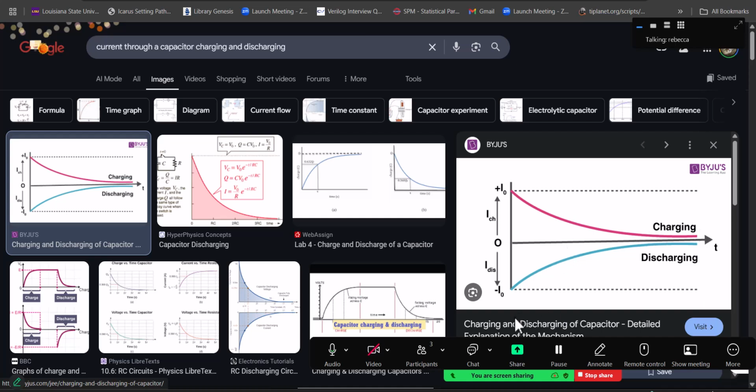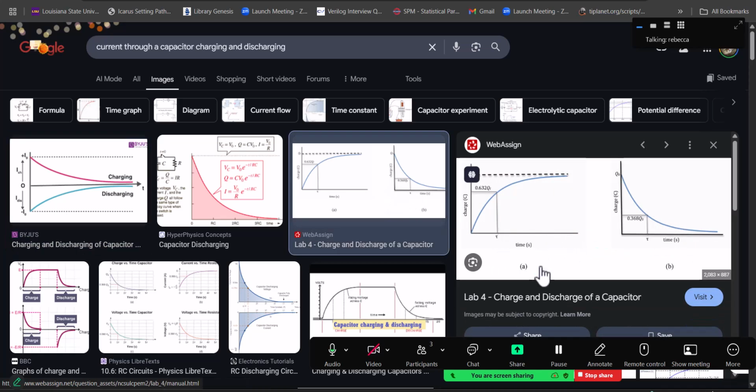But I think perhaps what you're thinking of is this, where this is the charge while it's charging, and this is the charge while discharging. Maybe? No? Okay, well, the current can't be approaching a positive number as it's discharging because the current has to be going to 0.